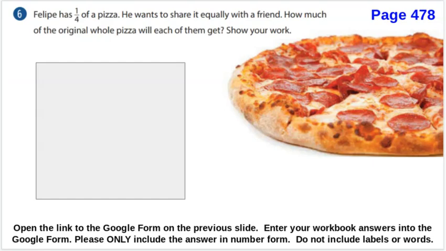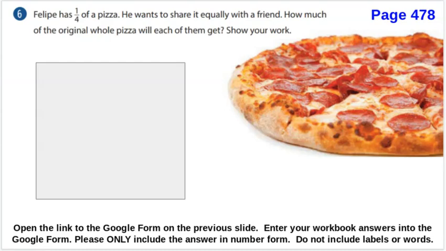So, again, let's talk about who and what this problem is about. We have Felipe, and he has some pizza, and he wants to share it equally with one of his friends. What do we know in this problem? We know that there's 1/4 of the pizza, and Felipe and another friend are going to share it equally. You are being asked to find what part of the original whole pizza did each of them get.